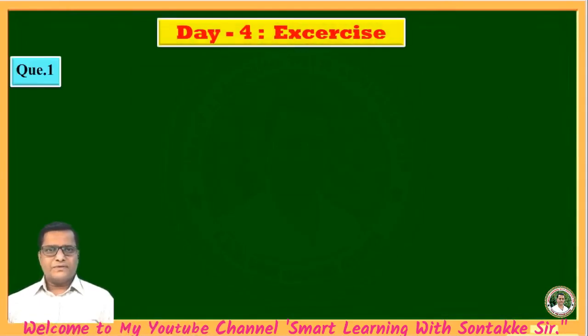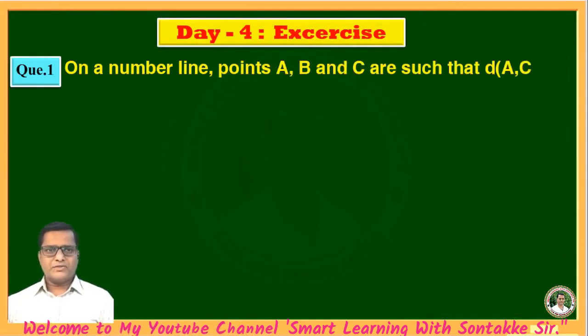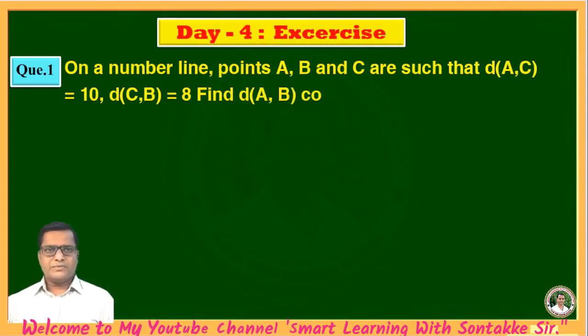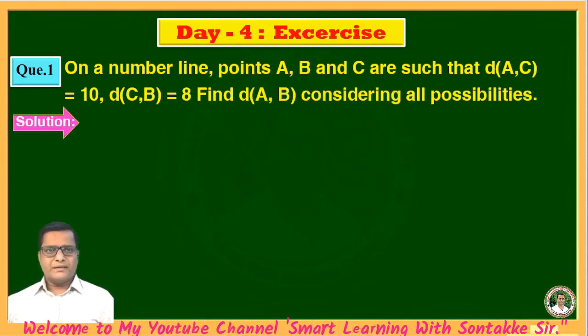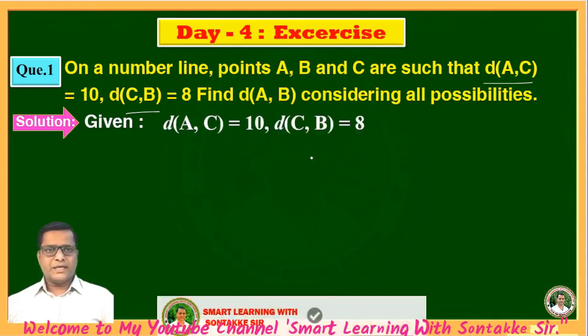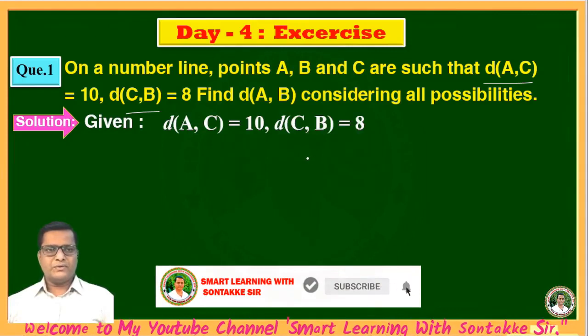In this question, first is on a number line, points A, B, C are such that distance of AC is equal to 10, distance of CB is equal to 8. Find distance of AB considering all possibilities. Means here the 3 points are given and the distance between the points AC and BC is given. Now first we will write the given things. What is given? Distance of AC is equal to 10 and distance of CB is equal to 8.